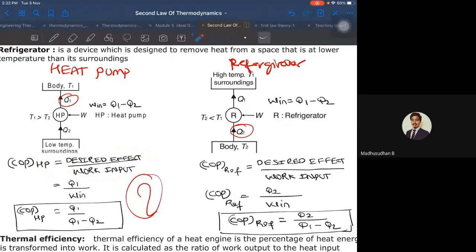Work input is the thing which you give, which is the difference of these two values, Q1 minus Q2. And desired effect is what you require. In case of heat pump, the desired effect is Q1; Q1 should be more. In the refrigerator, you should extract more, so Q2 is the desired effect. Similarly, COP of heat pump will be Q1 divided by work input, and COP of the refrigerator will be Q2 divided by work input, where work input is Q1 minus Q2 for both cases.